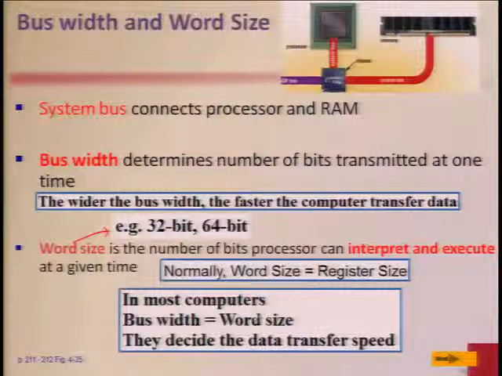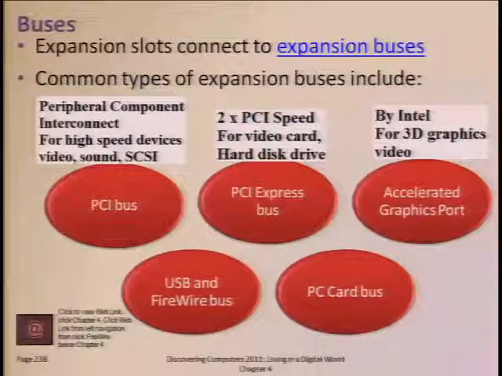In most computers, the bus width equals the word size, and they decide the data transfer speed. Okay, the wider you have, the more bits you have for the registers, the faster your machine is, right? So that's why the PC has moved from 8 bits to 16 bits to 32 bits. Most of the time we are still using 32 bits. For some of you who can spend more, you get the 64 bits. The new OS, Windows 8, is using 64 bits, right? And the new iPhone is also using 64 bits.